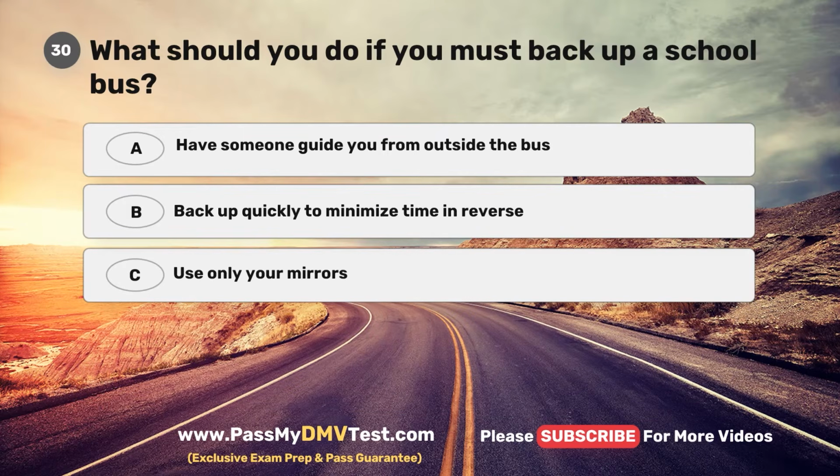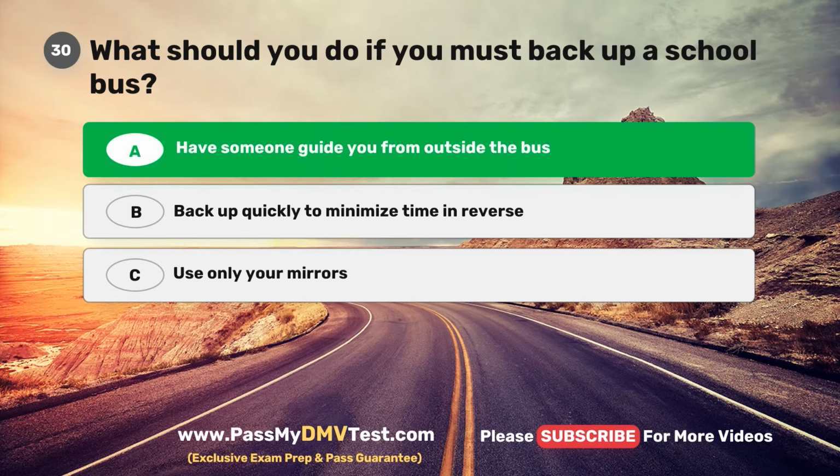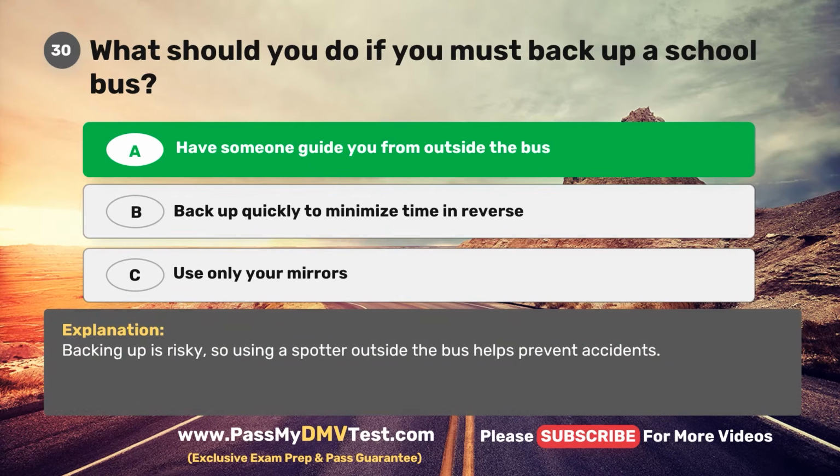Question 30. What should you do if you must back up a school bus? A. Have someone guide you from outside the bus. B. Back up quickly to minimize time in reverse. C. Use only your mirrors. The correct answer is A. Have someone guide you from outside the bus. Backing up is risky, so using a spotter outside the bus helps prevent accidents.